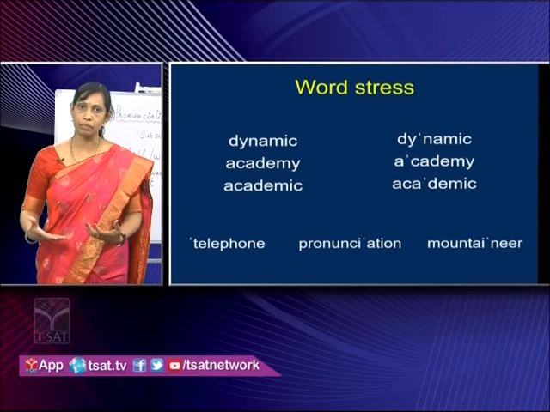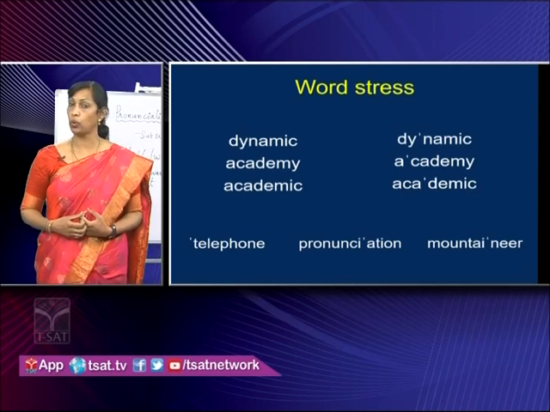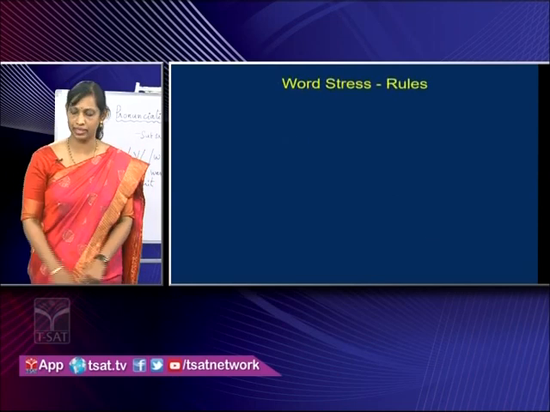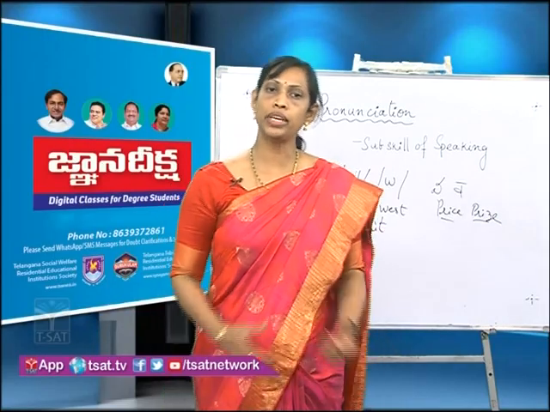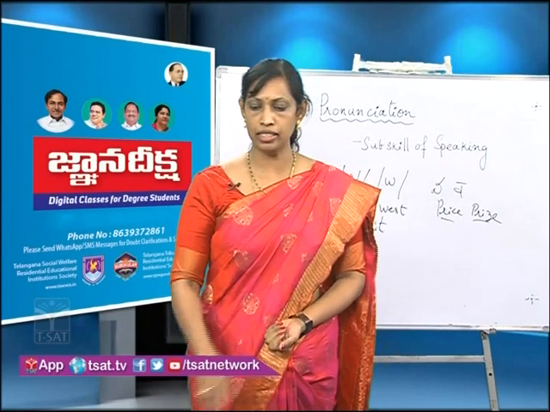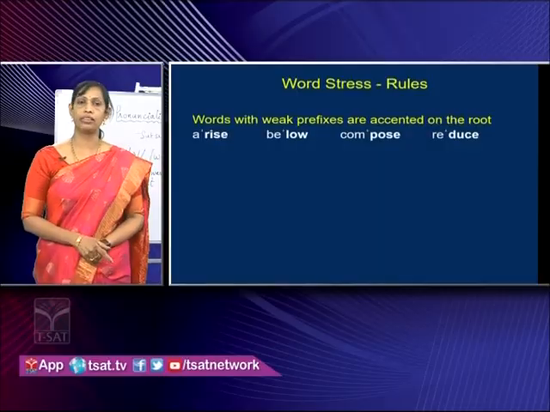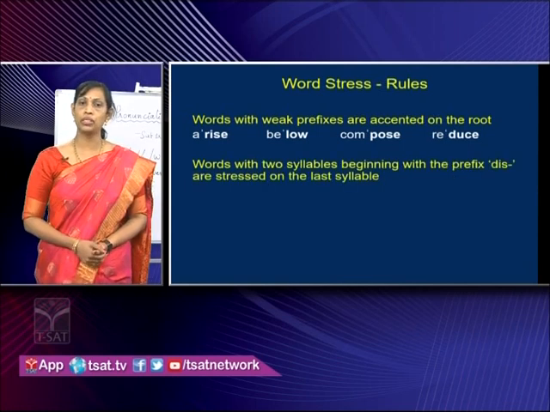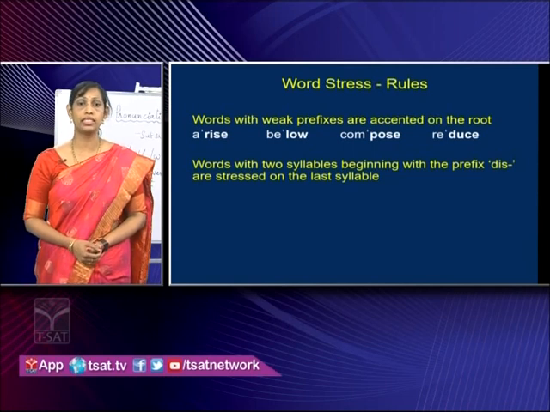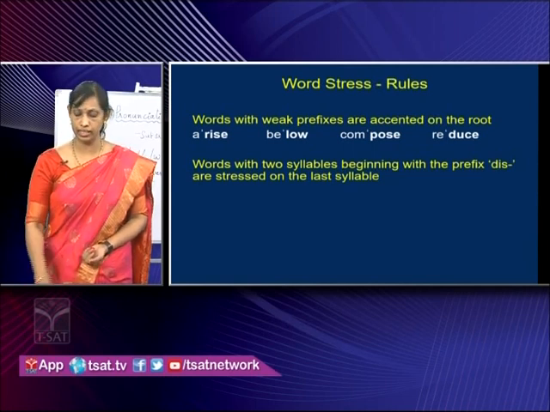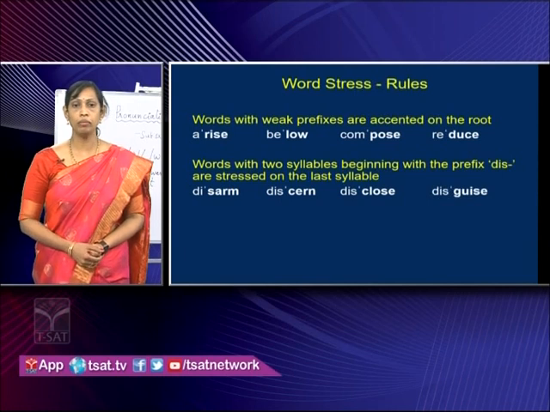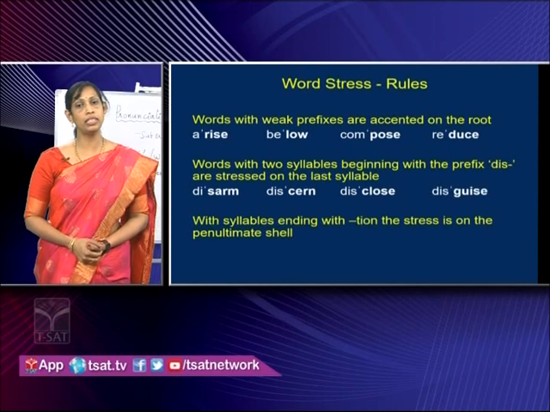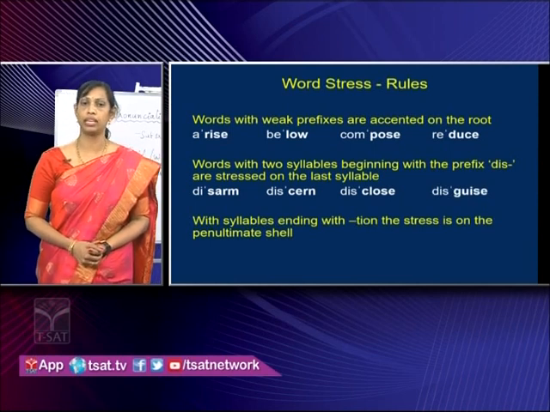And you must ask me, how do we know which syllable to stress? And for that we have rules. So words with weak prefixes are accented on the root. So it's arise, below, compose, reduce. Words with 2 syllables beginning with the prefix dis are stressed on the last syllable, that is disarm, discern, disclose, disguise. With words ending with tion, the stress is on the penultimate syllable.